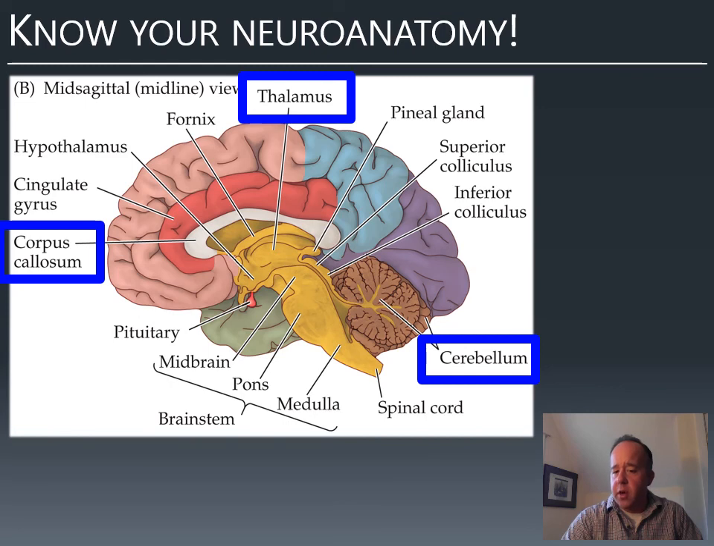The cerebellum I've already mentioned, so be able to identify it, know what it does. It's involved in balance and coordination. And the brainstem. You don't need to know the individual parts of the brainstem, but know where it is, but also that it sustains your vital functions.